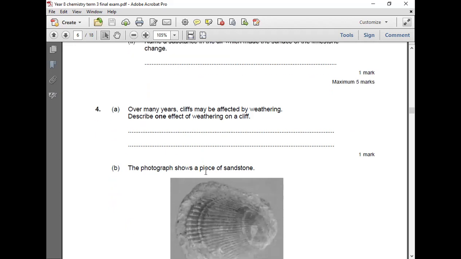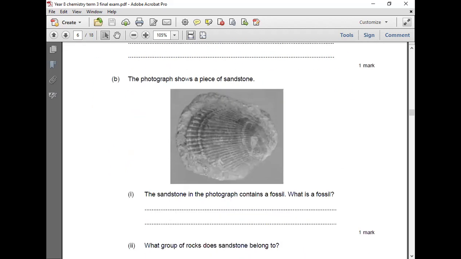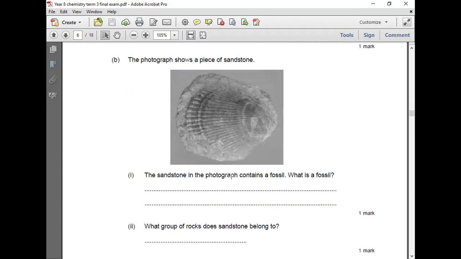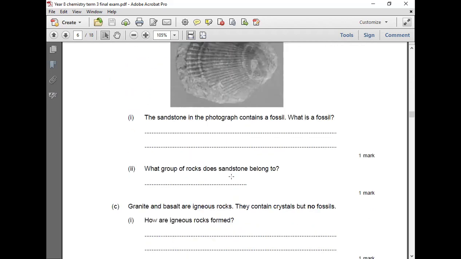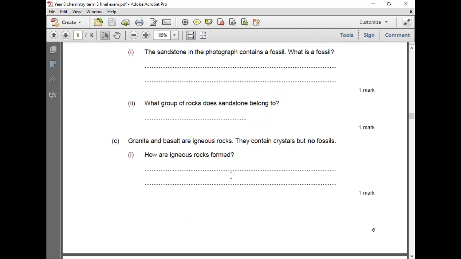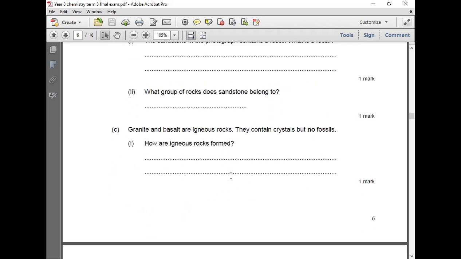Question number 4. Over many years, cliffs might be affected by weathering. Describe one effect of weathering on a cliff. First, you need to know what weathering is. The photograph shows a piece of sandstone. The sandstone in the photograph contains a fossil. So what is a fossil? What group of rocks does sandstone belong to? Granite and basalt are igneous rocks. They contain crystals, but not fossils.